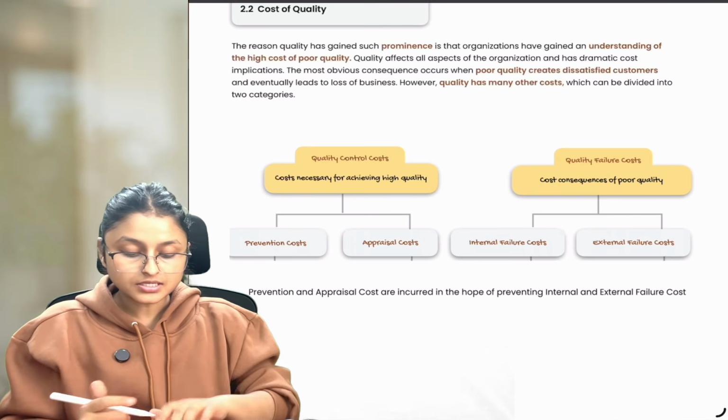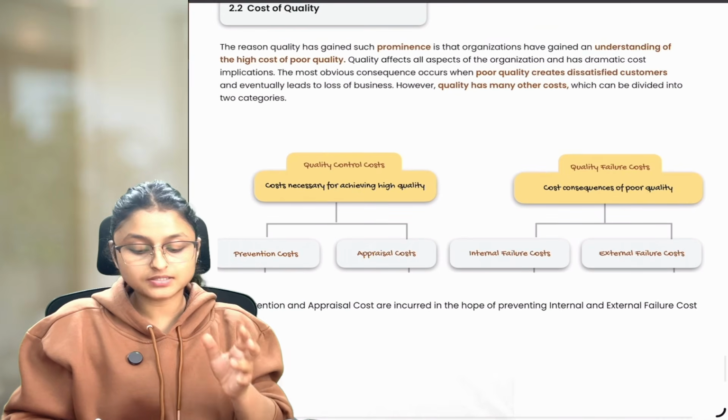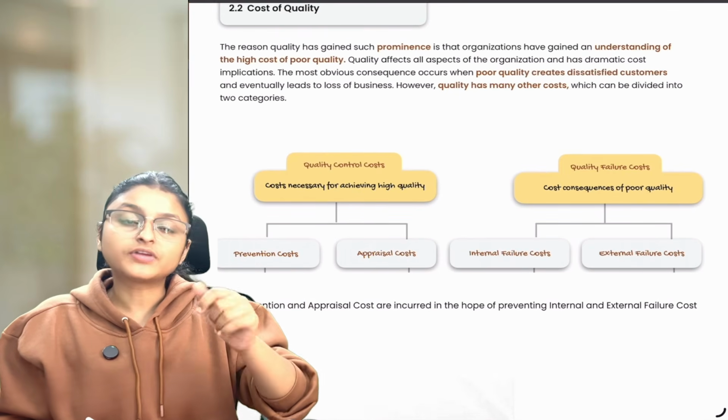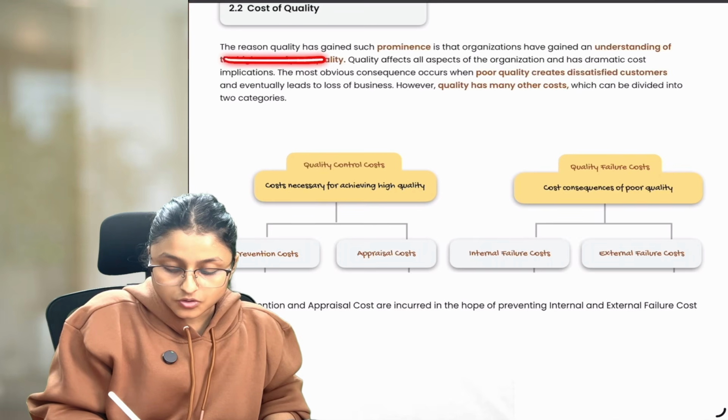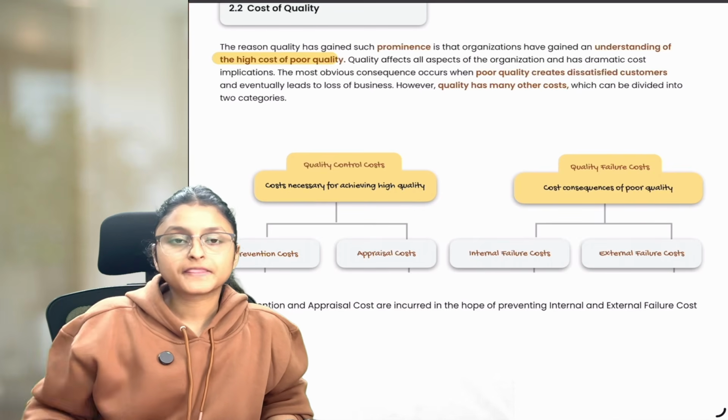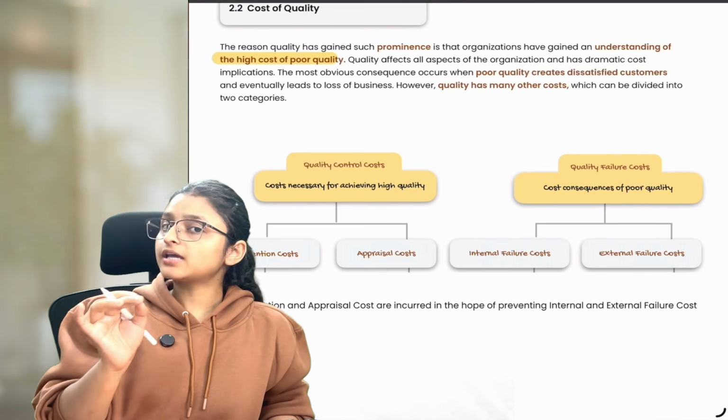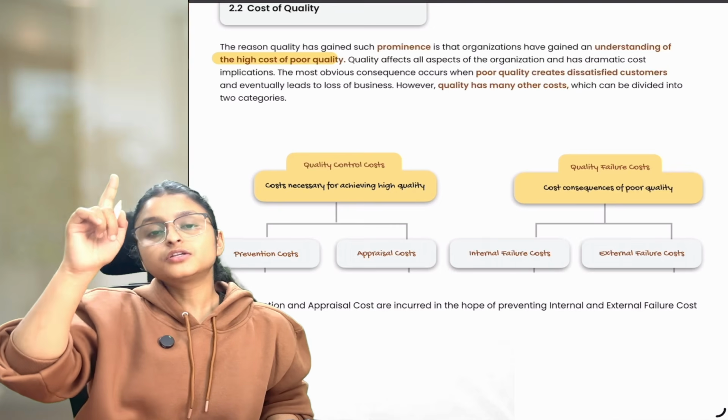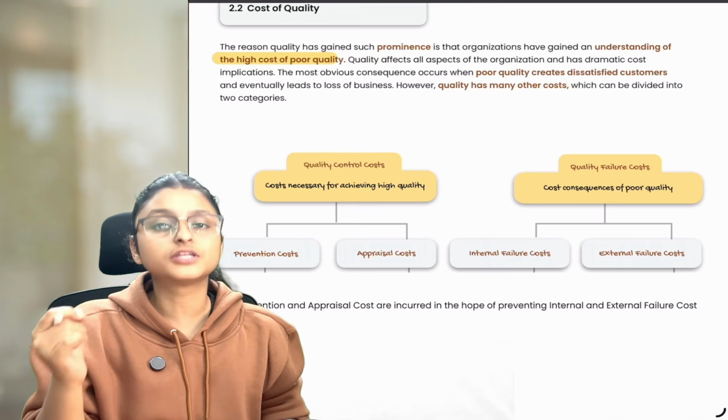Done. The reason quality has gained such prominence is that organizations have gained an understanding of the high cost of poor quality. If they are having poor quality, then they have to incur high cost, and this we understood in the quality is free definition, right?